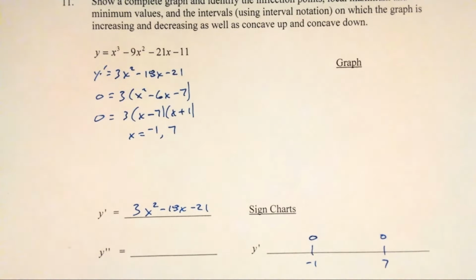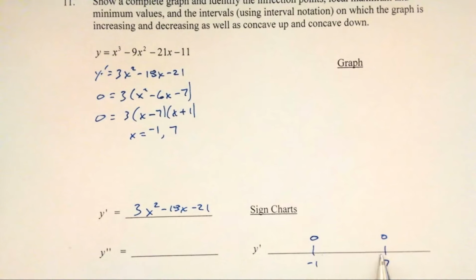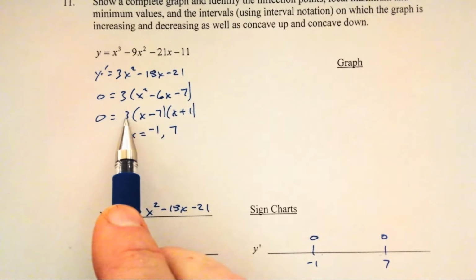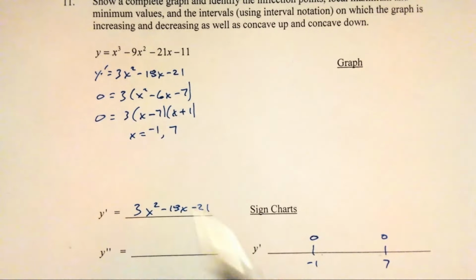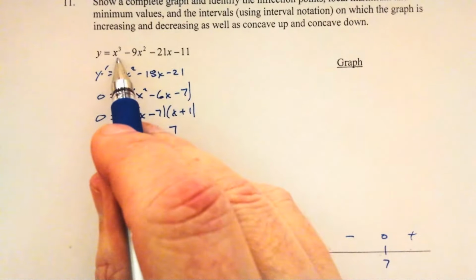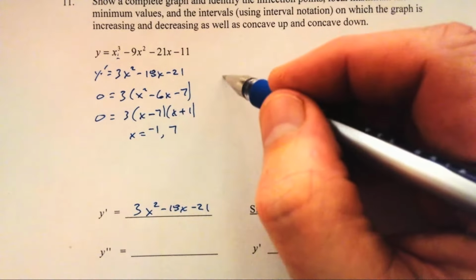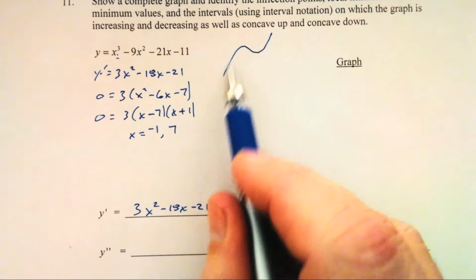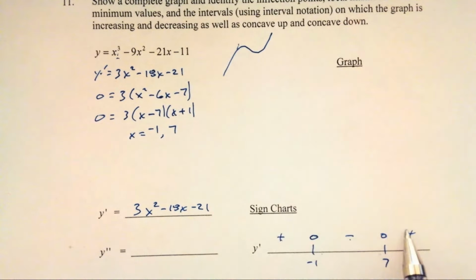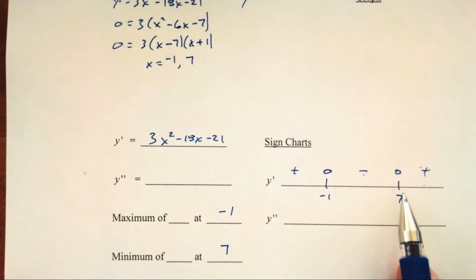Now, I can put values between negative 1 and 7, like 0. Put in 0 and I get positive times positive, it's negative. And I can put values out here, like negative 2, and it would be positive. But if I know this is a third degree polynomial and it's positive, I know it looks like this: it goes up, goes down, goes up. It has a maximum at negative 1, it has a minimum at 7. I know those things ahead of time.